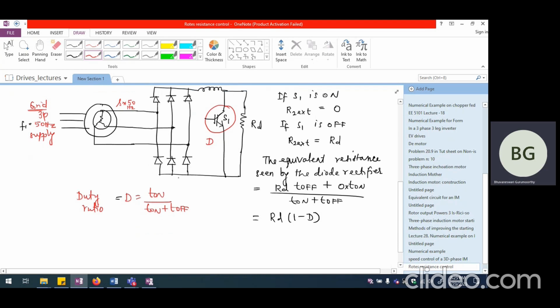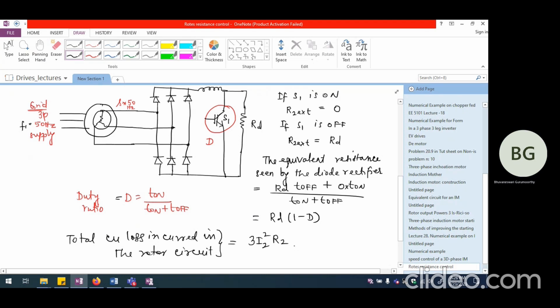So in this particular case, the total copper loss incurred in the rotor circuit of the induction motor is going to be 3I2 square R2, where R2 is the inherent resistance of the rotor circuit, the rotor winding.